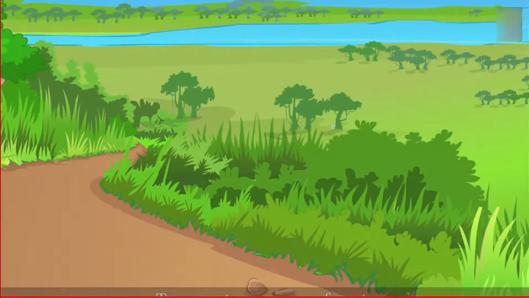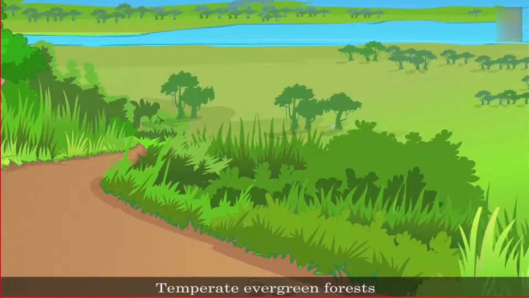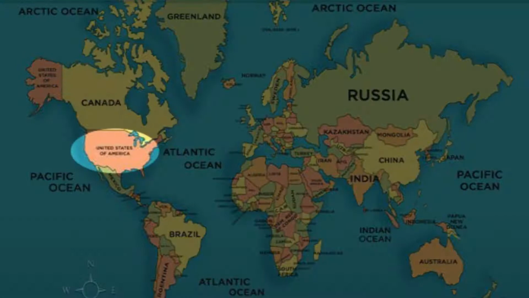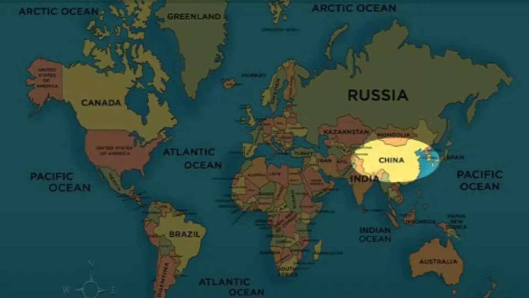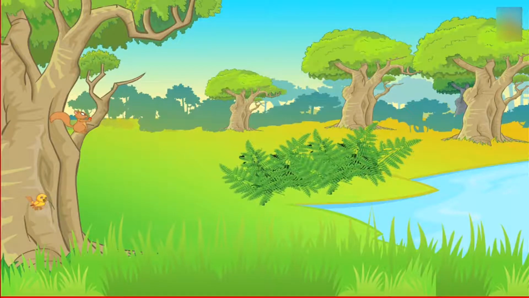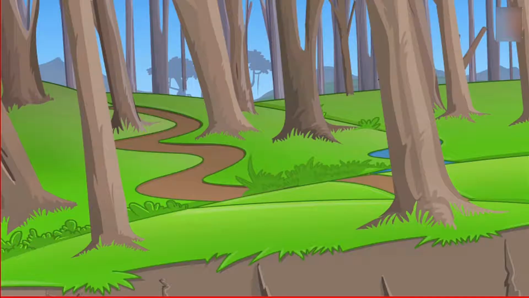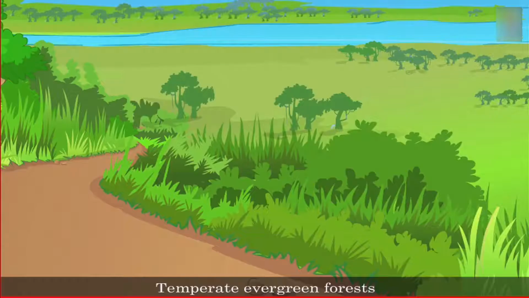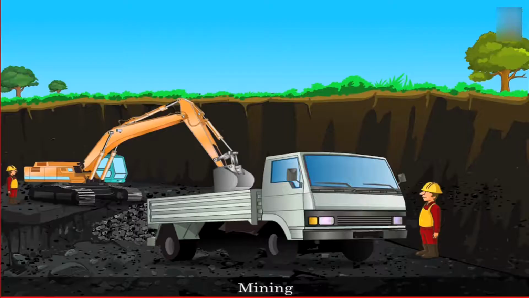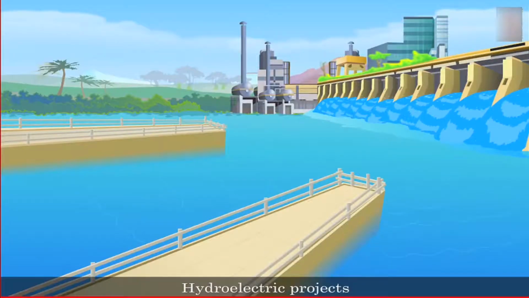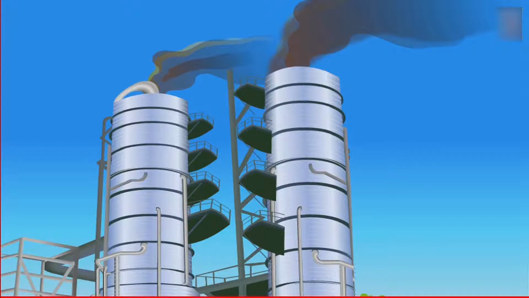3. Temperate evergreen forests. These forests are found along the eastern margin of the continents, mostly in southeast USA, South China and southeast Brazil. The temperate evergreen forests have both soft and hardwood trees like oak, pine and eucalyptus. Evergreen forests around the world are under threat of logging, mining, oil and gas developments, pollution, hydroelectric projects and other human developments planned in these areas.